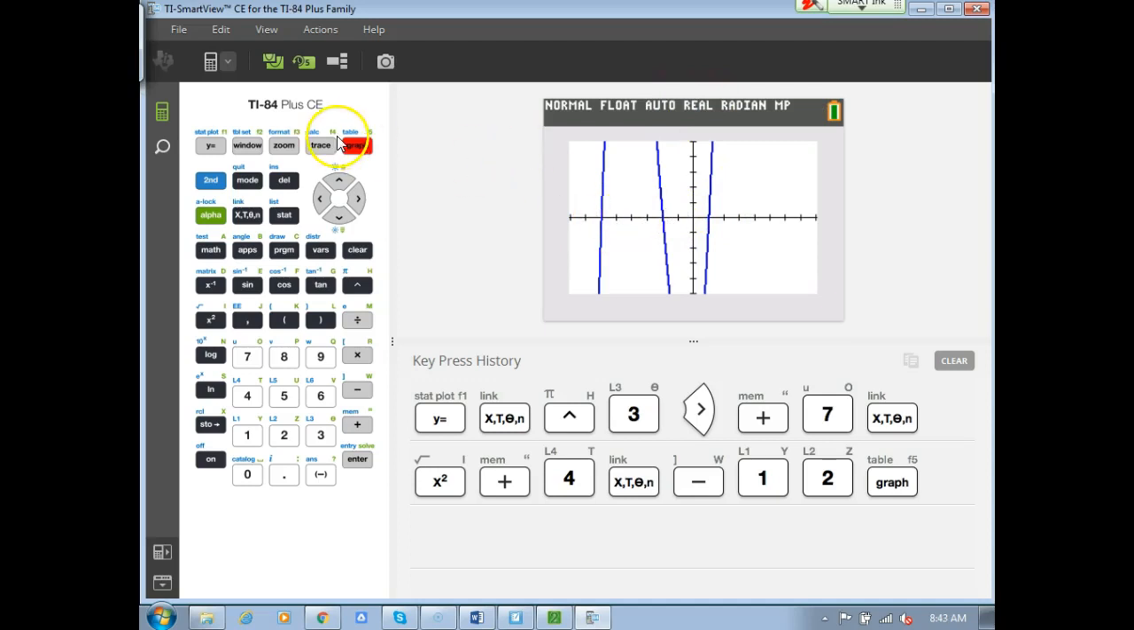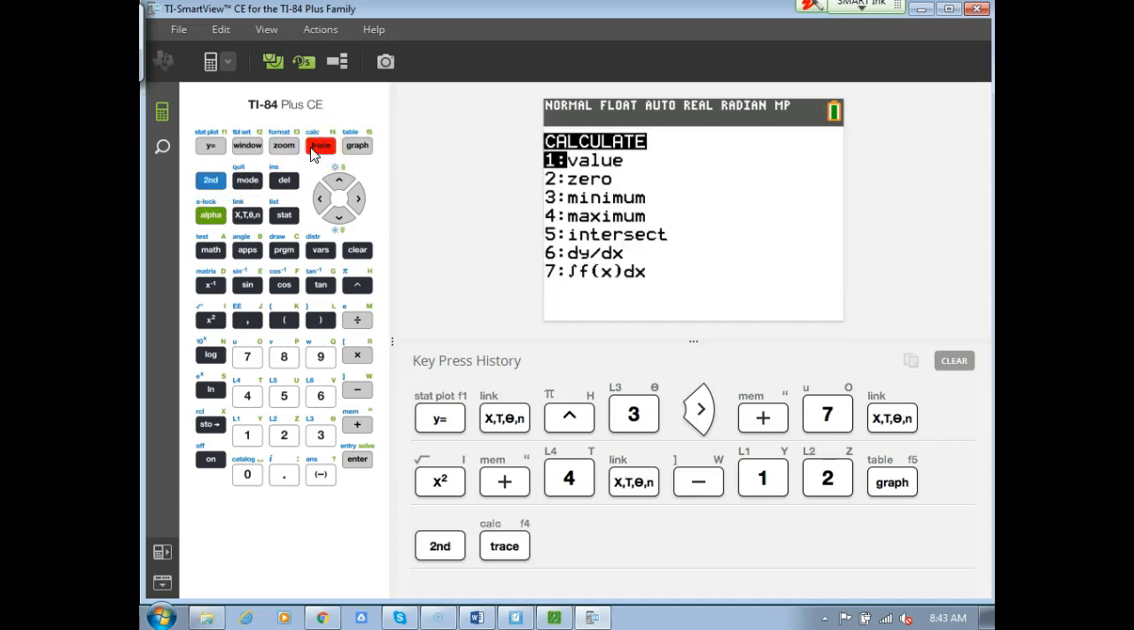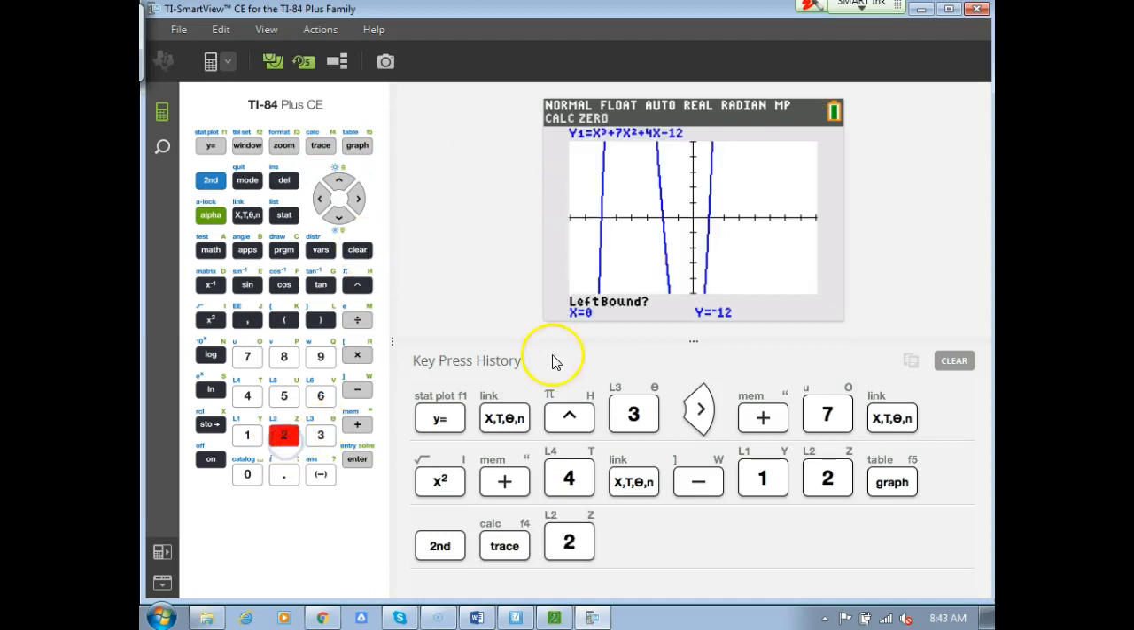Now this particular function has very nice, clean integer zeros. The one on your test will not. So I'm going to show you how to find the zero if it's not pretty. So second trace, and you choose the zero finder command, which is number 2. And then I'm just going to find this one because it's pretty much in the middle here. You need to bring your cursor so that it's slightly to the left, so in this case slightly above that x-intercept, or that zero. This is apparently negative 2, so if I go a little bit to the left of it, I'm going to go negative 2.5.